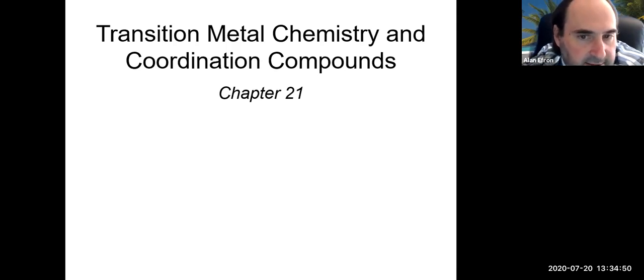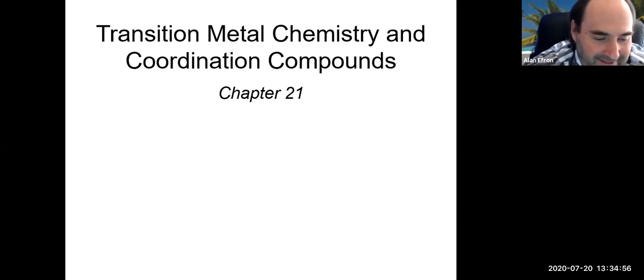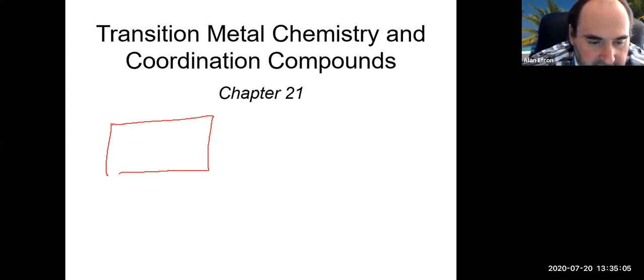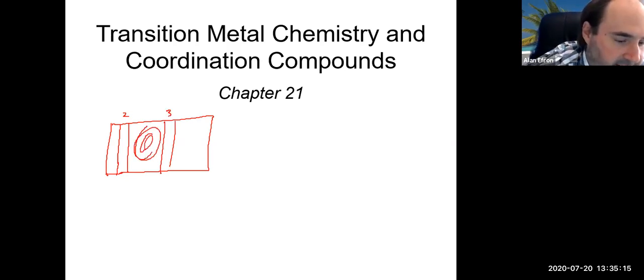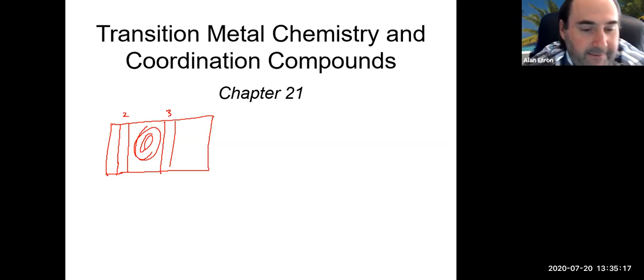All right, so it looks like most everybody's rolling in here. So let us start again with an idea of our transition metals. I would hope, obviously, you know where the transition metals are located on the periodic table. But just a reminder, the transition metals are right there between group 2 and group 3 on the periodic table.